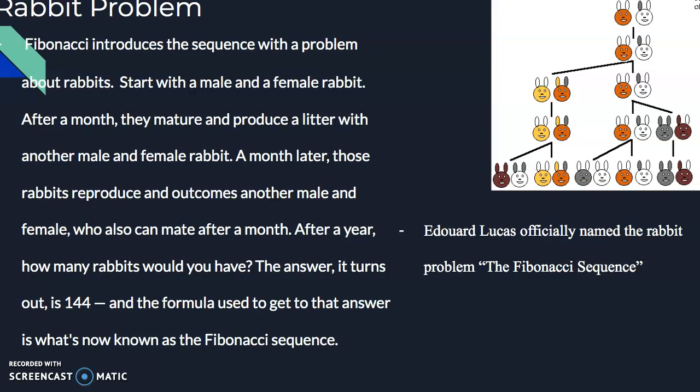After a year, how many rabbits would you have? The answer, it turns out, is 144. The formula used to get to that answer is what's now known as a Fibonacci sequence. Edward Lucas officially named the rabbit problem the Fibonacci sequence.